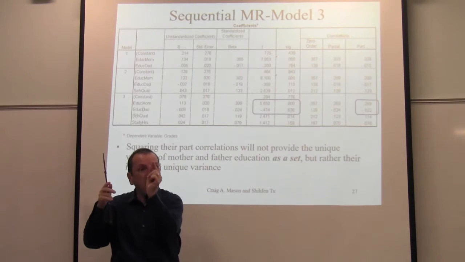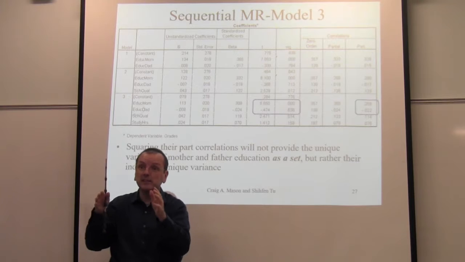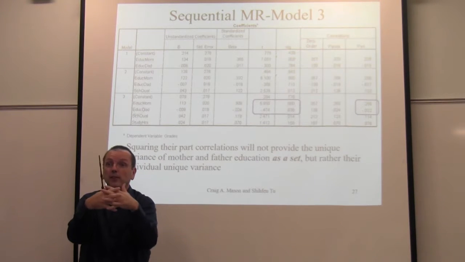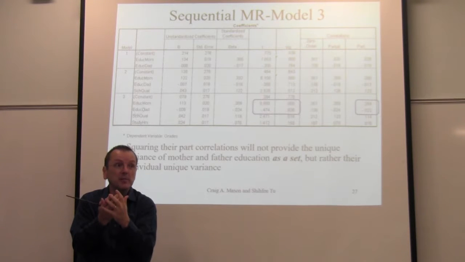And then a tiny little bit is uniquely dad, and close to half is mom and dad together. It's kind of that overlapping. It's not unique to either of them. It's what they have in common.